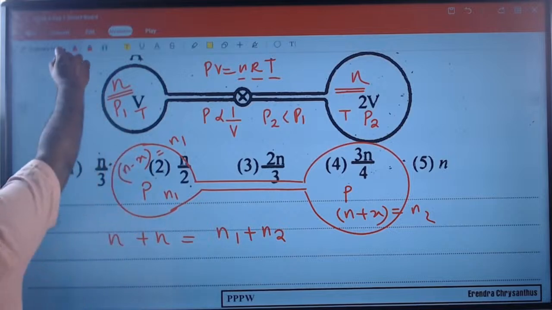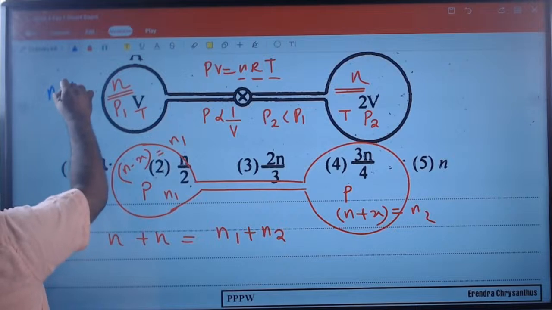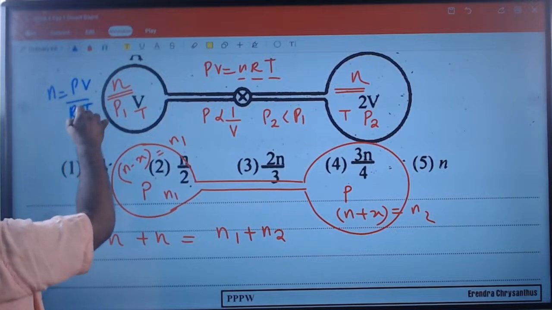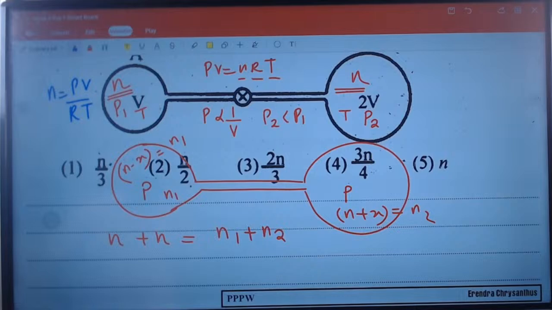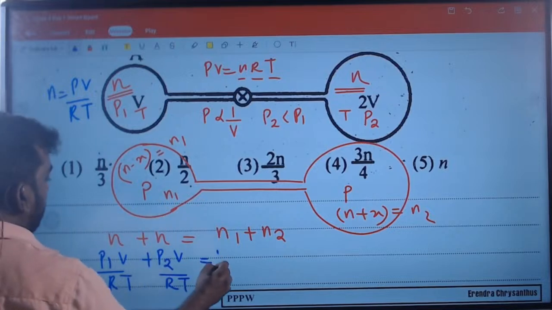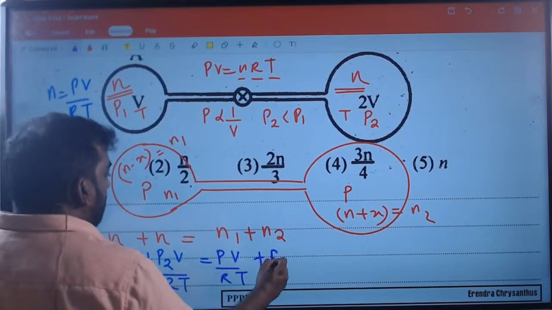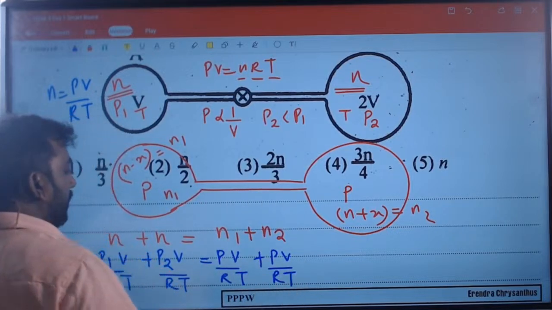Let's approach it like this. Look at the board. If you conventionally approach it, number of moles is PV over RT. Here pressure is P1, volume is V. Here pressure is P2, volume is V. Here pressure is P, volume is V. Here pressure is P, volume is V. You won't get any progress.